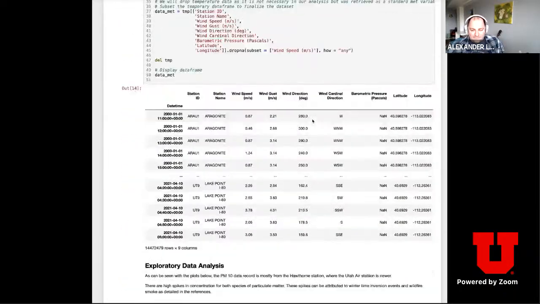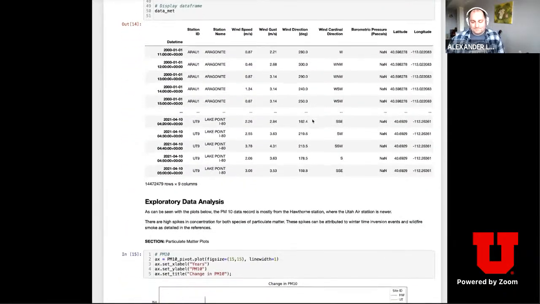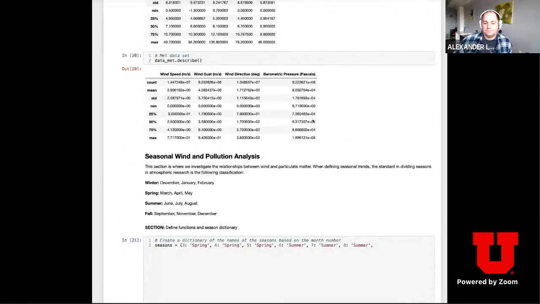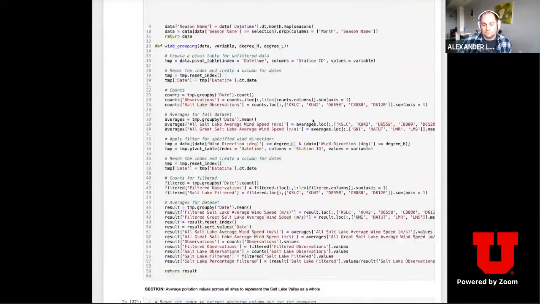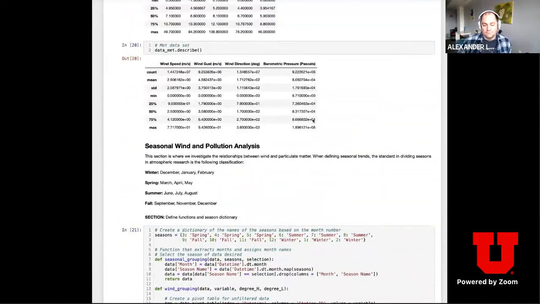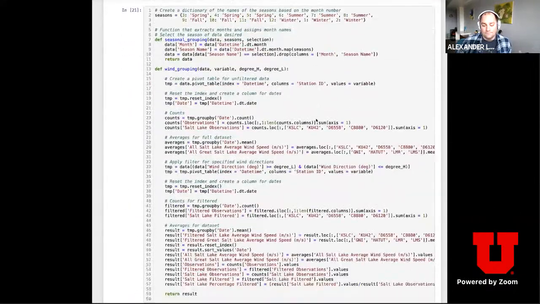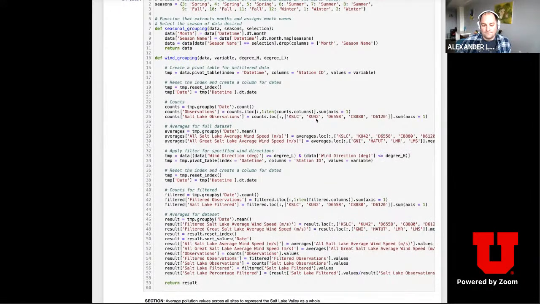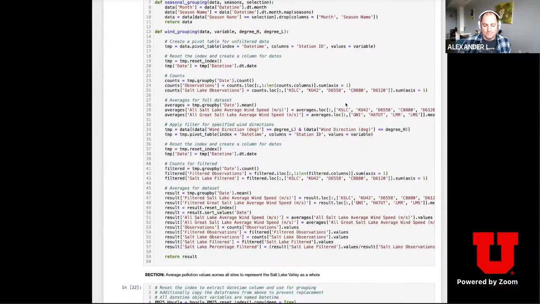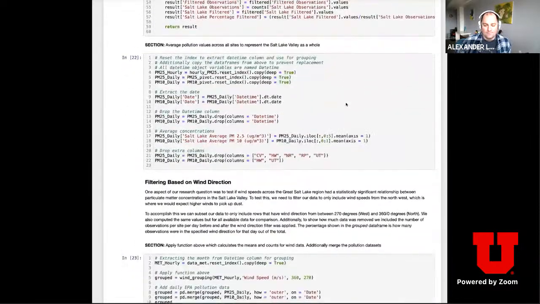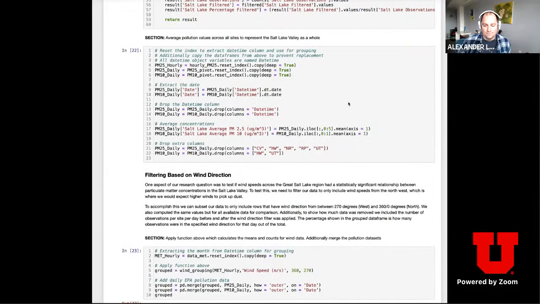Moving forward to the seasonal analysis section, we remind ourselves that the main research question we had was to identify seasonal relationships between wind and particulate matter, which we could infer was dust. We designed a function to compute daily averages per site for all wind directions and for a subset of wind directions, specifically between west and north. As we are investigating the wind trends across the Great Salt Lake, this wind direction is necessary in comparing to observations in the Salt Lake Valley.